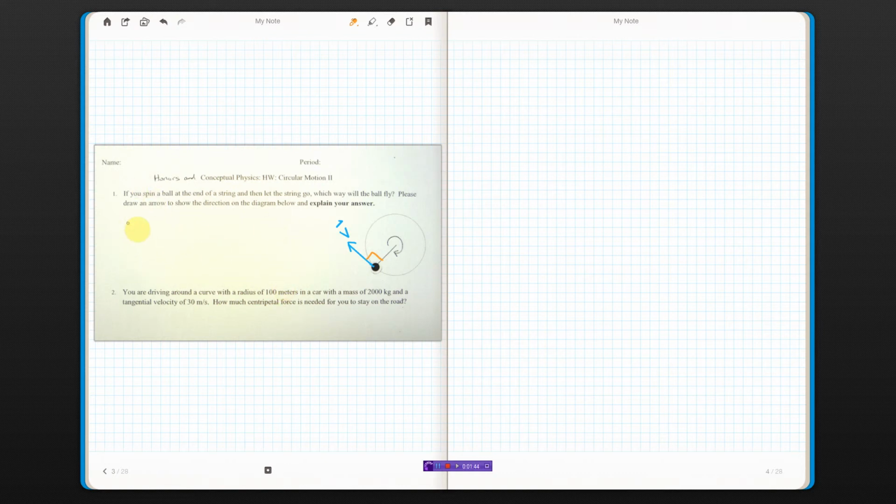So it will go in a straight line tangent to the circle because that's what it was doing when it lost its force, so it just keeps doing that.